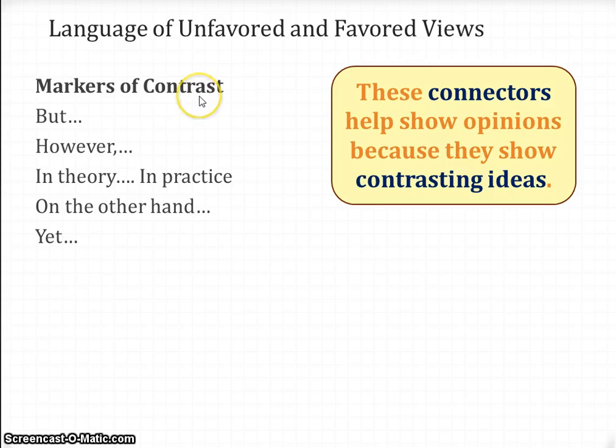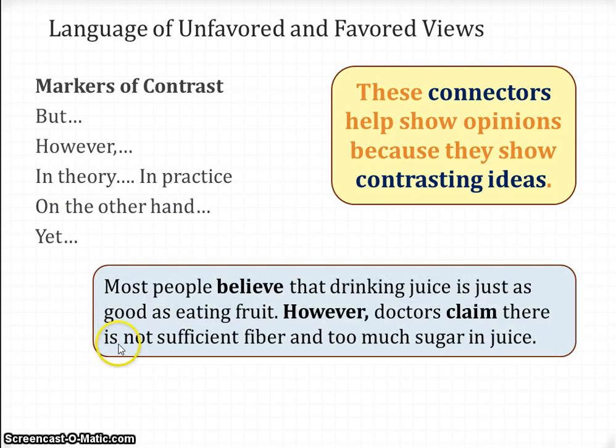Sometimes markers of contrast help us see different opinions because they contrast ideas. Words like, but, I love ice cream, but it makes me fat. However, in theory and in practice, on one hand, on the other hand, yet. So if we look here, most people believe, common belief, common opinion, that drinking juice is just as good as eating fruit. This is what most people believe.